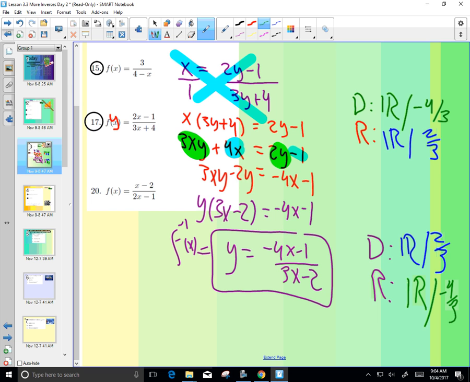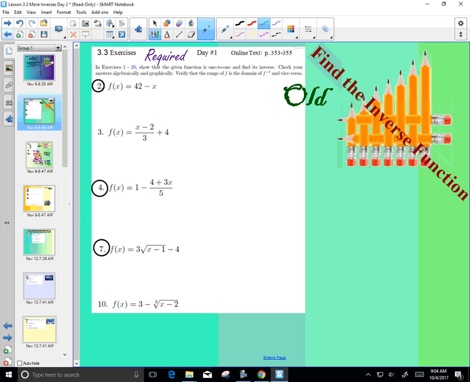Let's go back to an easier one. Would you go back to number 7? What's the domain of 3 times the square root of x minus 1 minus 4? What's the domain of that? x has to be greater than or equal to what to make this real? Yeah, the inside has to be 0. So if this is 0, what will make it 0? x equal to what? 1.